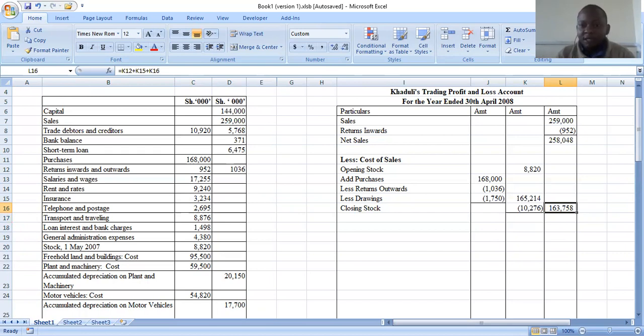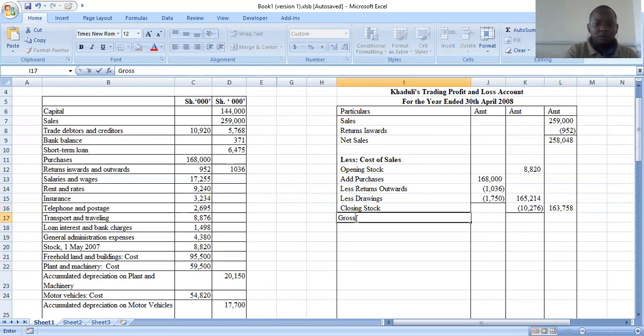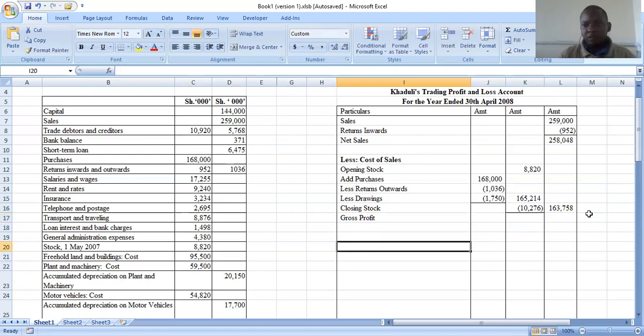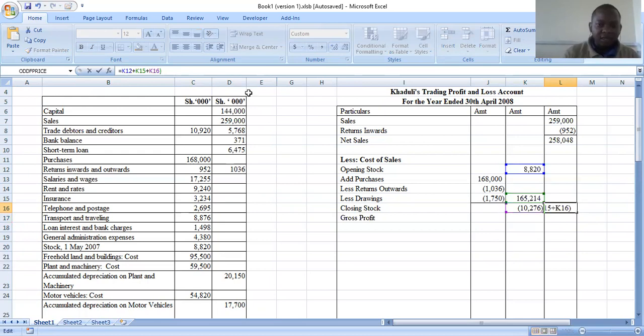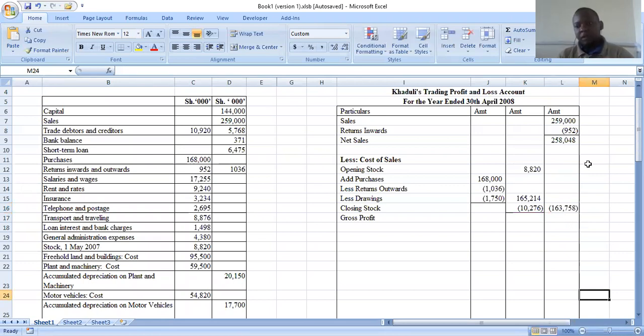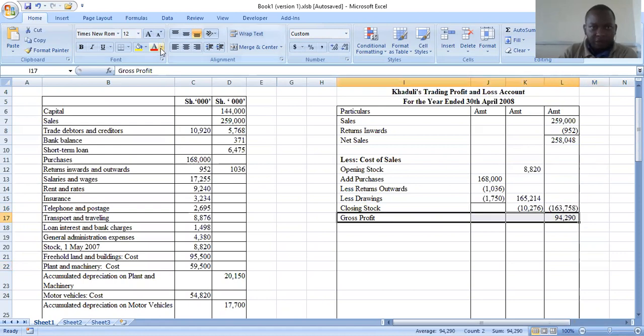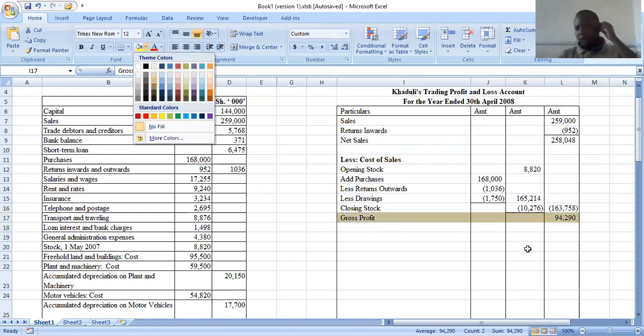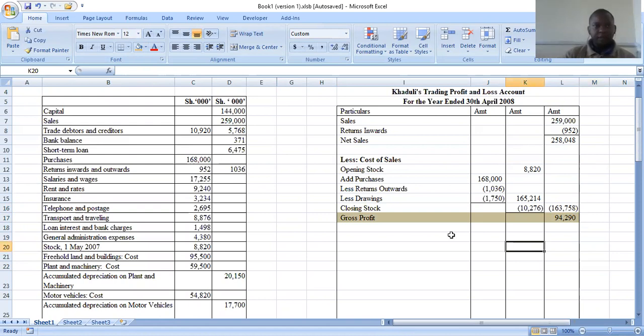So we deduct this cost of sales from the net sales to give us the gross profit. I put the cost of sales, that is 163,758, in brackets to indicate that you are deducting. So the gross profit will therefore be 258,048 minus 163,758, which is 94,290. That is our gross profit. Sawa sawa.